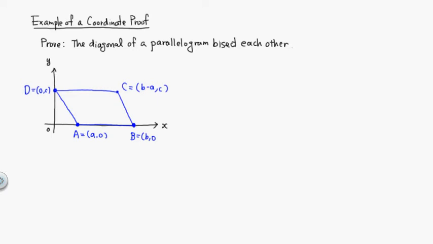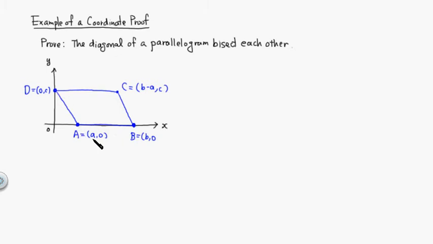All right, let's look at an example of a coordinate proof. Let's prove that the diagonals of a parallelogram bisect each other. Without loss of generality, we can put two vertices of the parallelogram on the x-axis and one vertex on the y-axis, which can look like this. So, parallelogram ABCD.